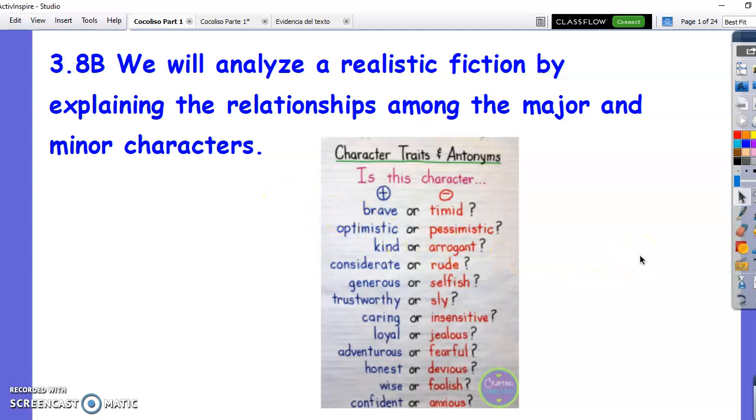This is Mr. Lowry, and today's objective is 3.8b. We will analyze a realistic fiction by explaining the relationships among the major and minor characters. We're also going to be reviewing character traits.